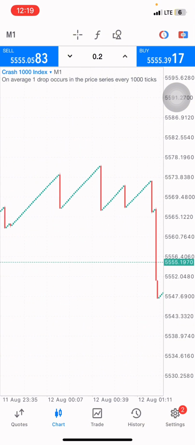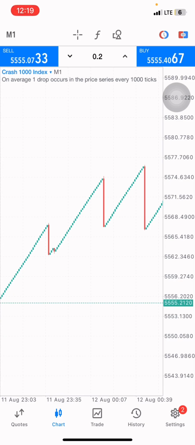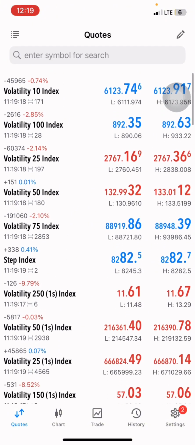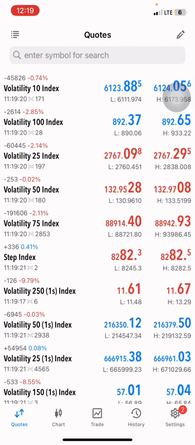If you don't know what price action is, it's just a basic trading strategy that involves analyzing what you see on your screen, the candles you see, candlestick anatomy, all those things. That's price action. Now, disadvantages of these volatility indices could be things like overtrading, because the market is always open.